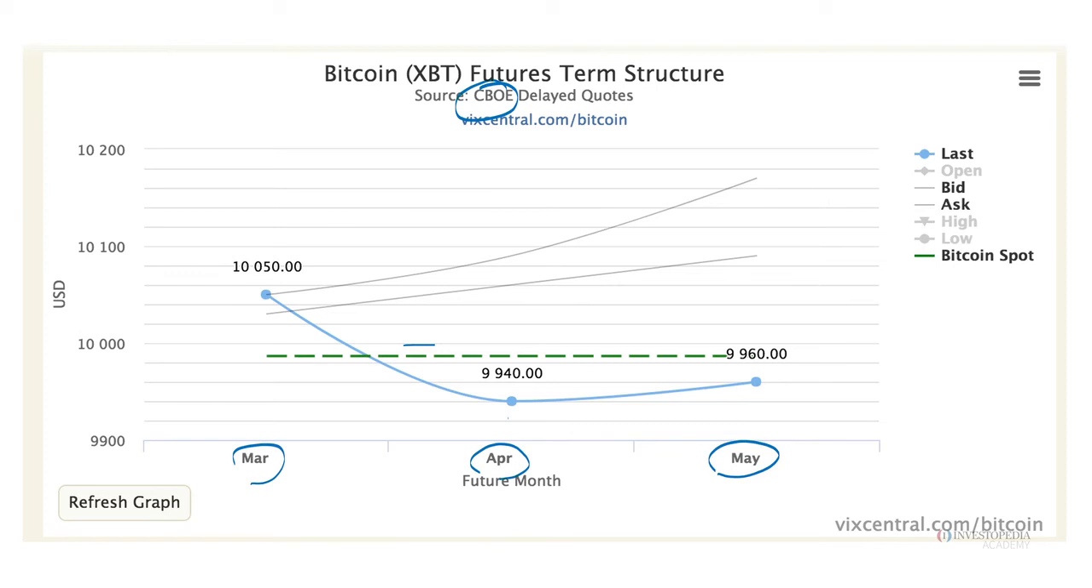And right now, the April contract is trading at 99.40, the May contract's at 99.60, and the front month, which is March, is trading at 10.50. And this is a pretty flat slope of a term structure. Sometimes in other commodities, such as oil or natural gas, there'll be backwardation or contango, and that can be predictive of future prices of the actual physical commodity.